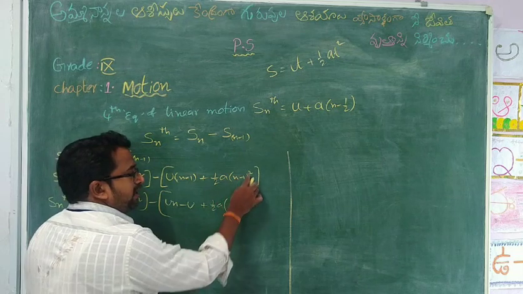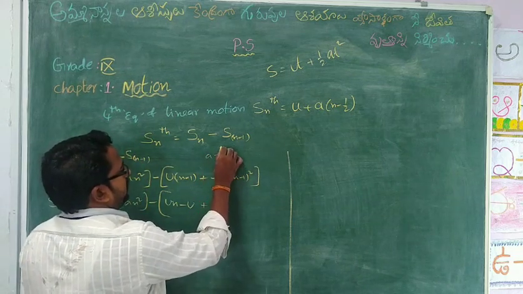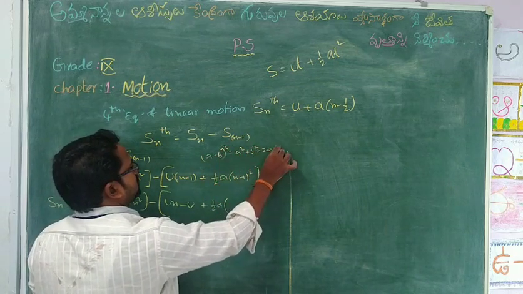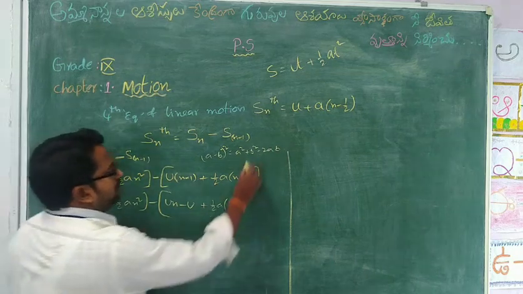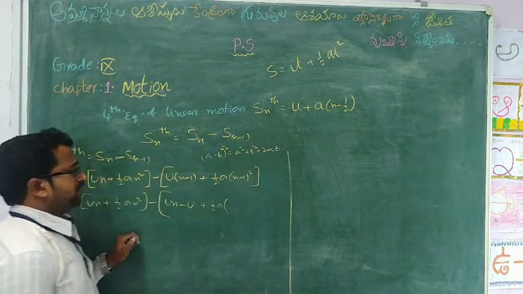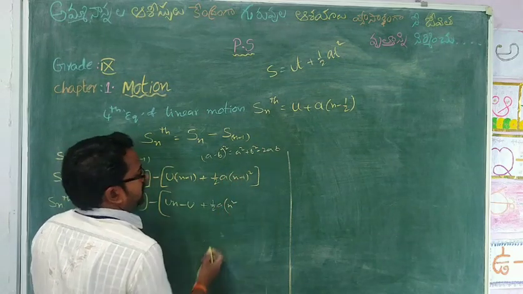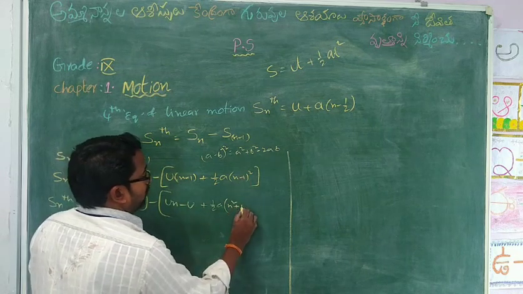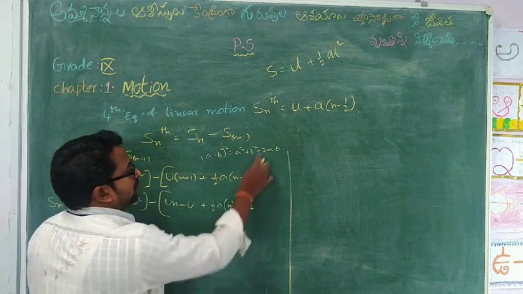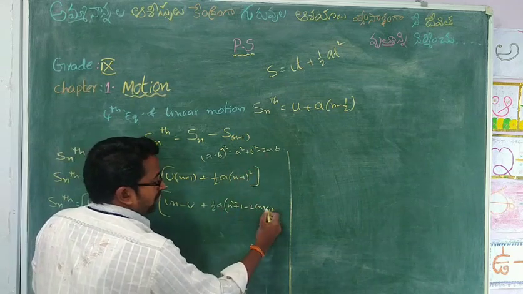It is in the form of a minus b whole square. What is a minus b whole square? a square plus b square minus 2ab. Of course, some people will write a square minus 2ab plus b square, both are the same. So now instead of a, what we are having? n square plus 1, b square is 1 square, minus 2 into a means n, b means 1.